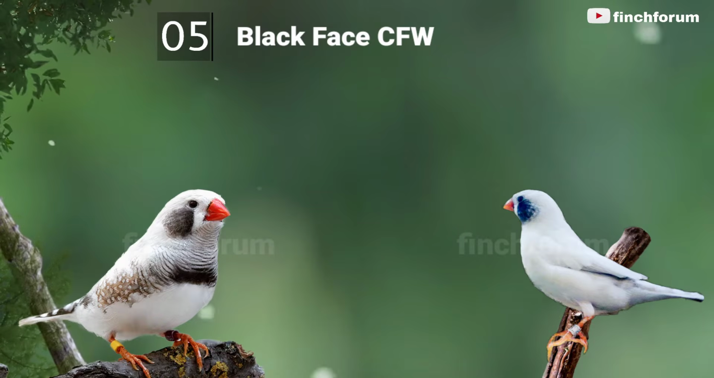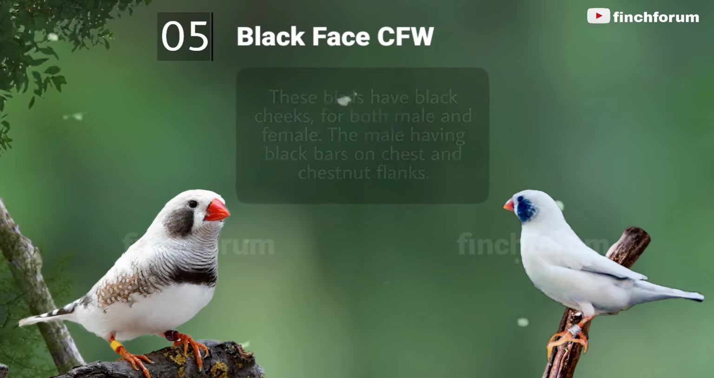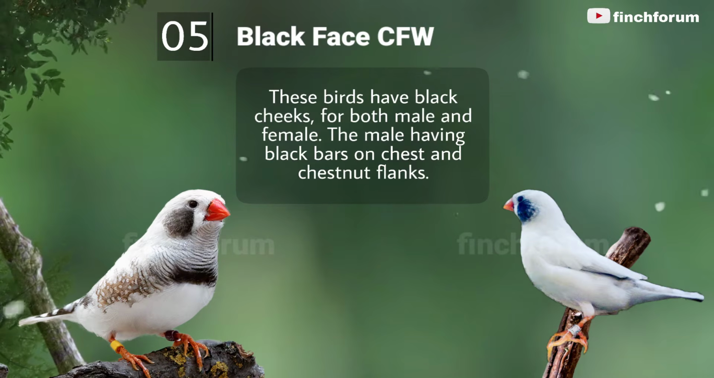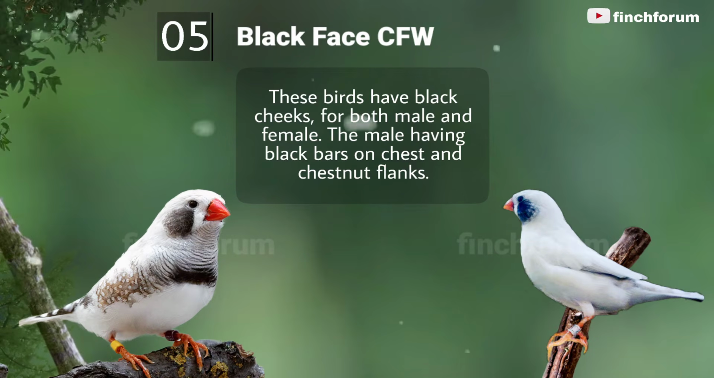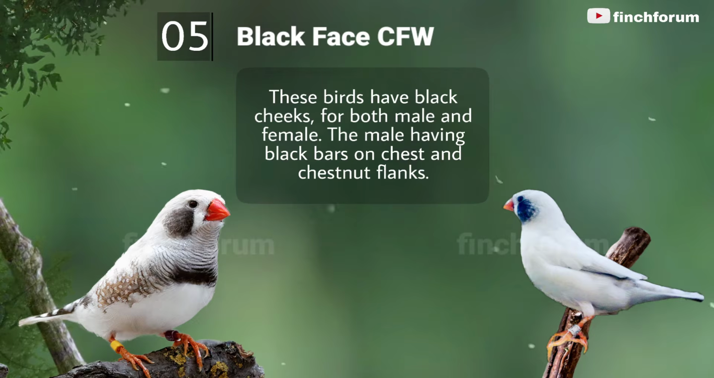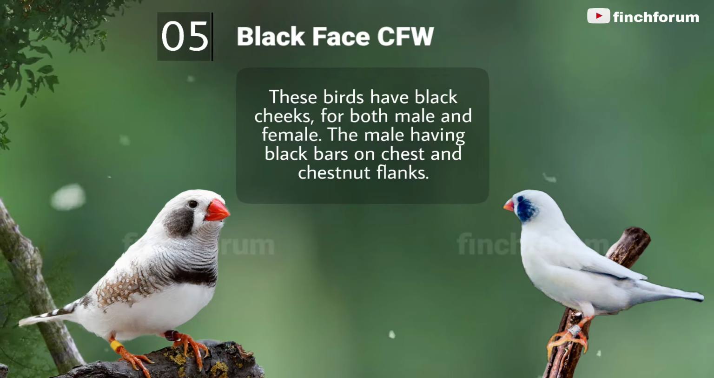Number 5. Black face, chestnut flanked white. These birds have black cheeks, for both male and female. The male having black bars on chest. The flanks are chestnut color.